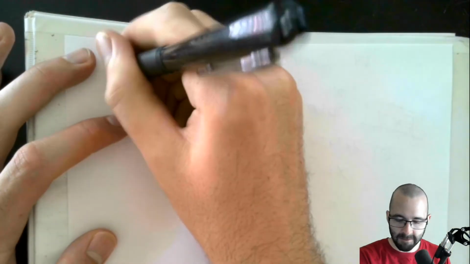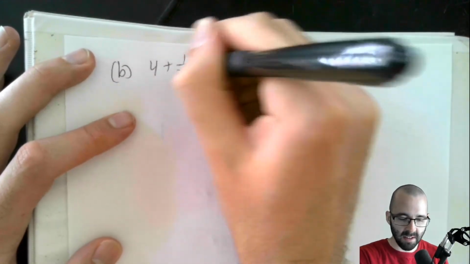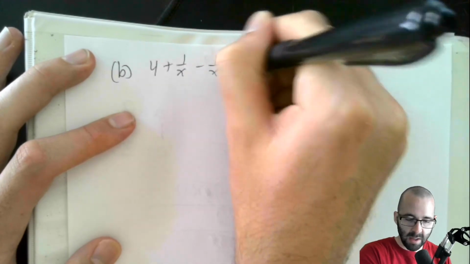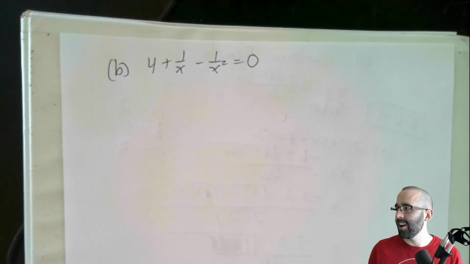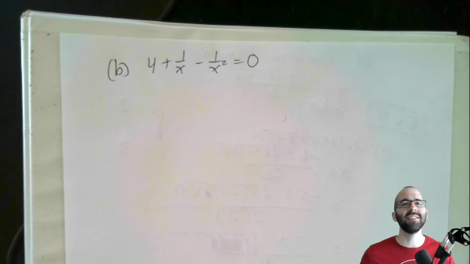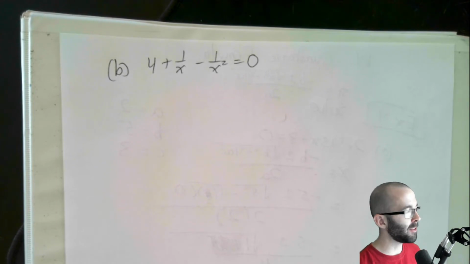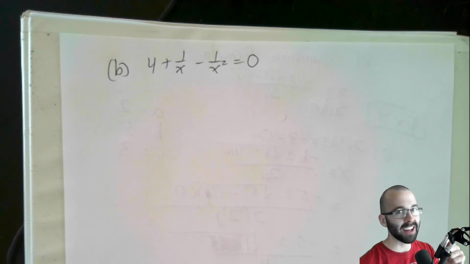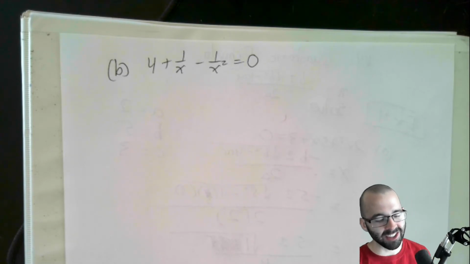So let's do part B. Part B is 4 plus 1 over x minus 1 over x squared equals 0. And you might say, hold up. We can't use a quadratic formula here. This isn't a quadratic. This is a rational equation. And I would say, first of all, I'm very impressed that you're recognizing that this is not a quadratic formula and is indeed a rational equation.